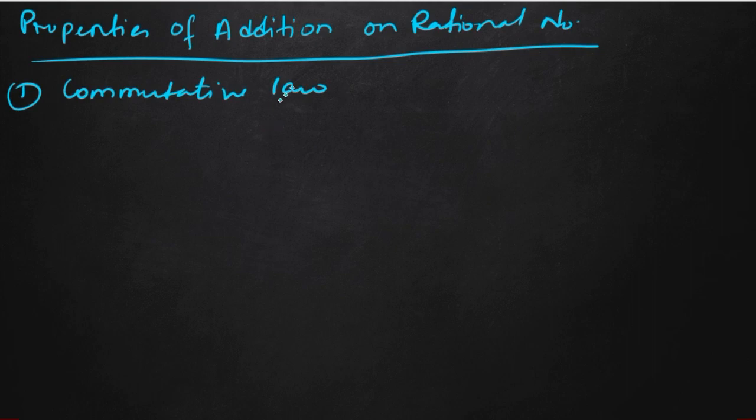Okay. So that means addition is commutative. Commutative in the sense that if we add a by b plus c by d, this can be written as c by d plus a by b also. That means a by b plus c by d will give the same result if we add c by d plus a by b.